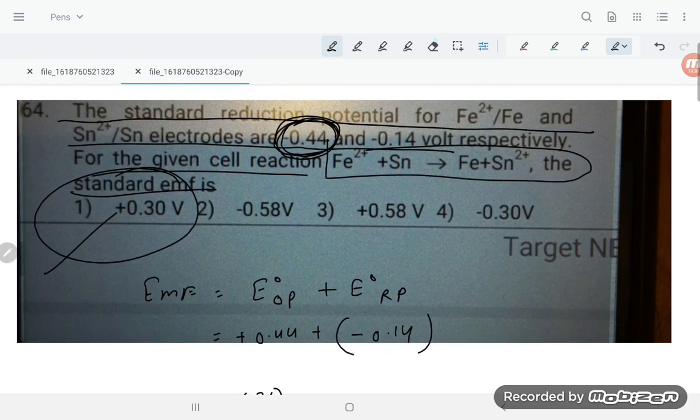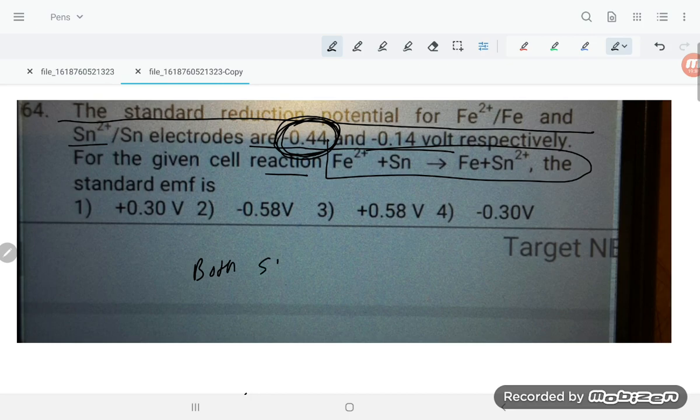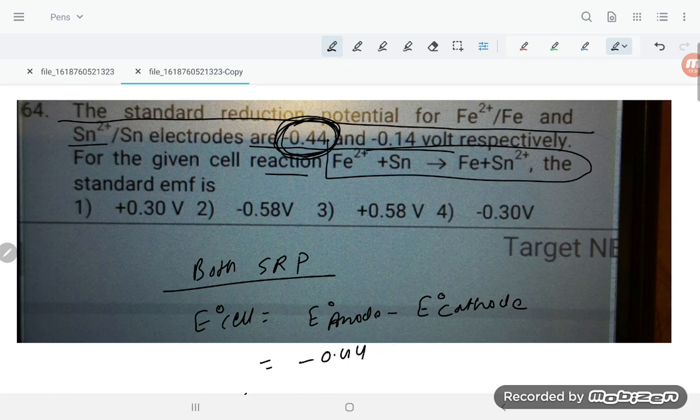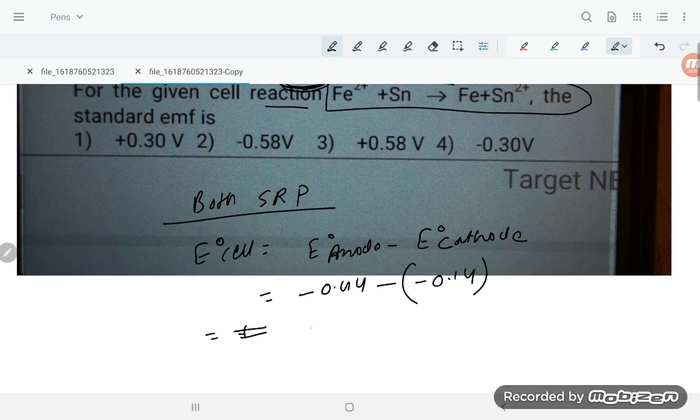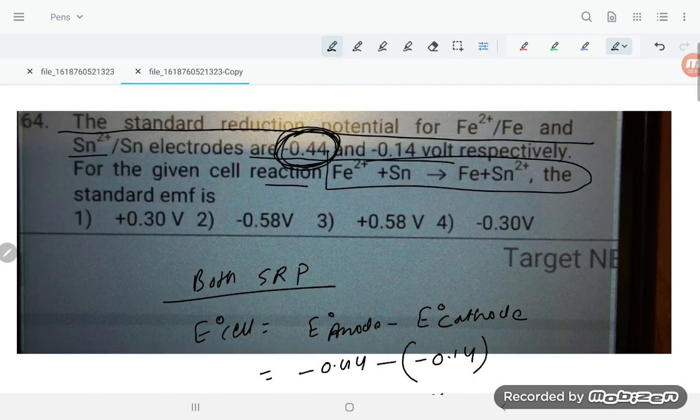If both reduction potentials are given, so both SRP are given, then E° cell is equal to E° anode minus E° cathode. So the anode is minus 0.44, minus the cathode, minus 0.14. So minus 0.44 plus 0.14 comes to minus 0.30.